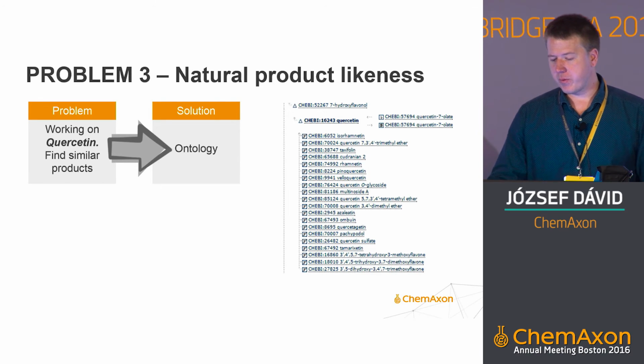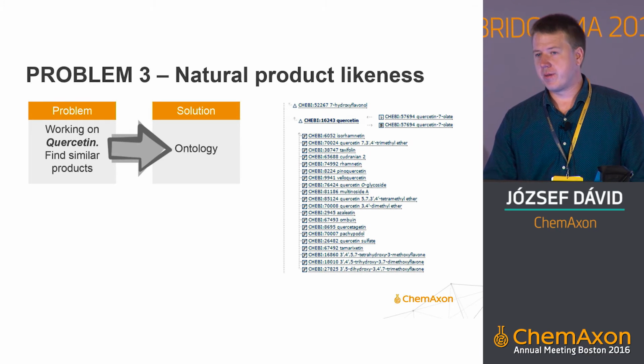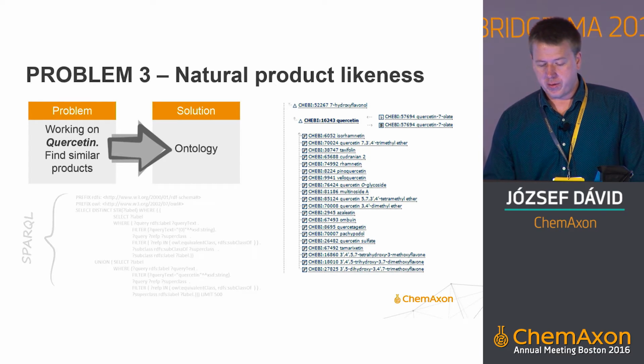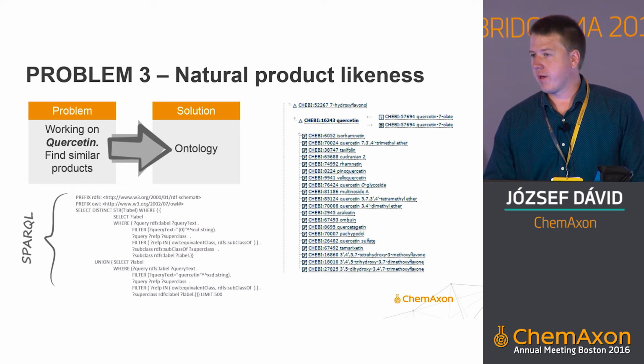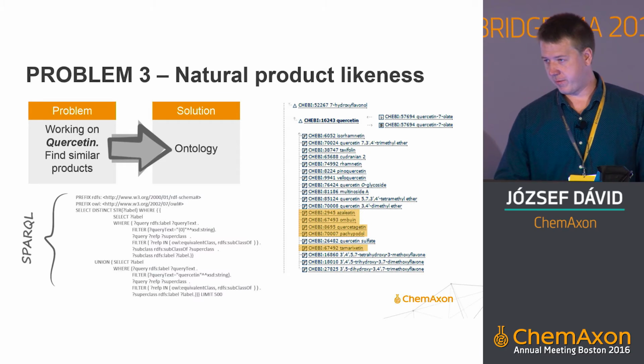In this example, we are using freely available ontologies. And what we do is really nothing more than creating our SPARQL query, which can find those compounds which share quercetin as their same functional parent. And in the next example, those compounds will be found.